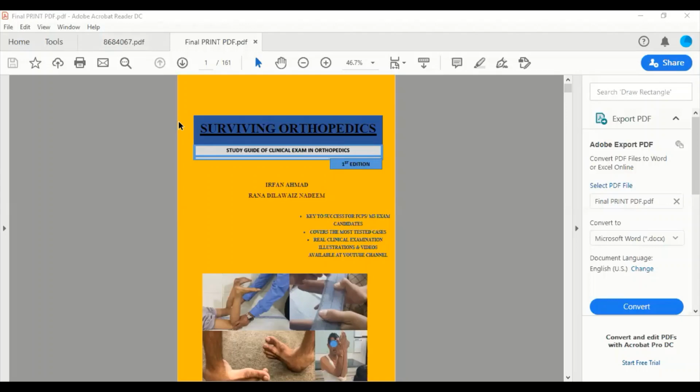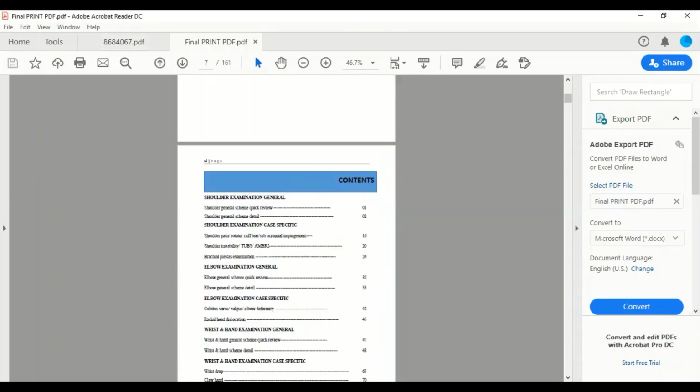It can be helpful to young orthopedic consultants to revise their methods and to improve their skills of finding differential diagnosis. Right now, it's available in Pakistan. In some cities it's not available, but we are trying to make it available everywhere. If you want this book, at the end I will tell you from where you can have it, or you can contact me. I'm going to give a brief introduction of the book.